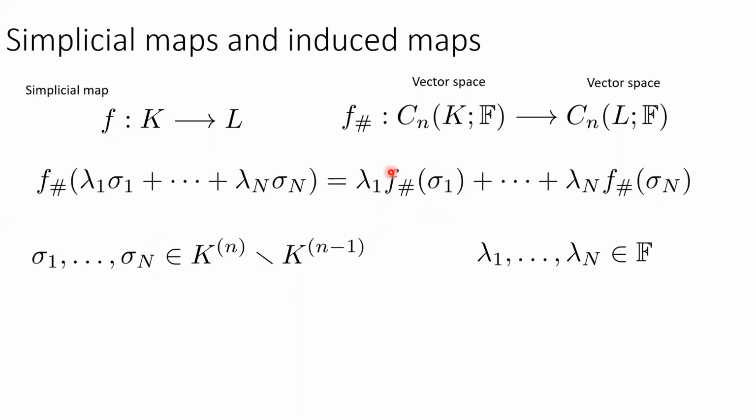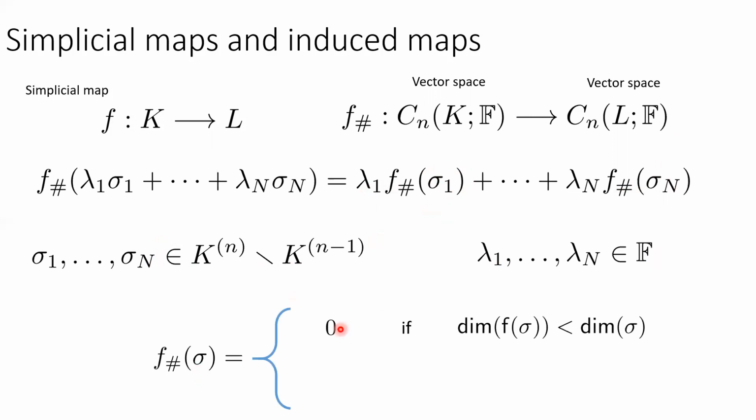And then the way F sharp is defined on each simplex, well, it is defined as 0 if we lose dimension when we apply the simplicial map F. In other words, if this has dimension less than n. And if not, it's defined as plus or minus 1, depending on whether or not F switches the orientation of sigma.